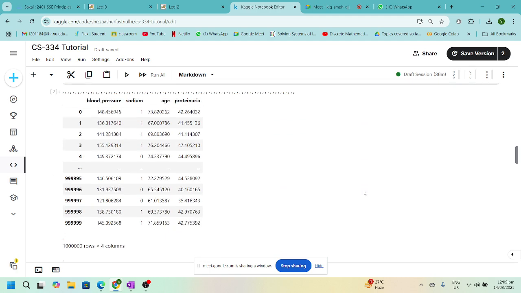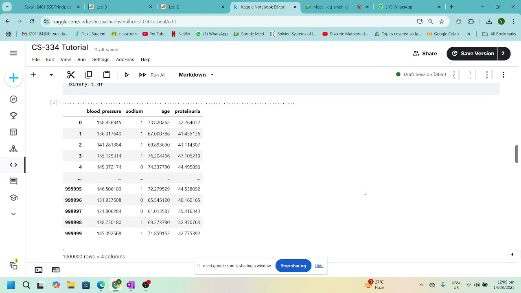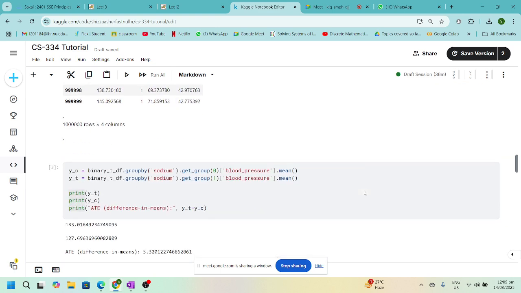All right, I'm going to just show you guys what the data set looks like. This is what it looks like. 1 million rows across four different columns. Blood pressure, which is Y, basically the outcome, and then sodium, which is X. Sorry, it's not X, it is the treatment. And then age and protein in urea are both representing X. Basically, you can call it X1 and X2 because those are our two confounders.